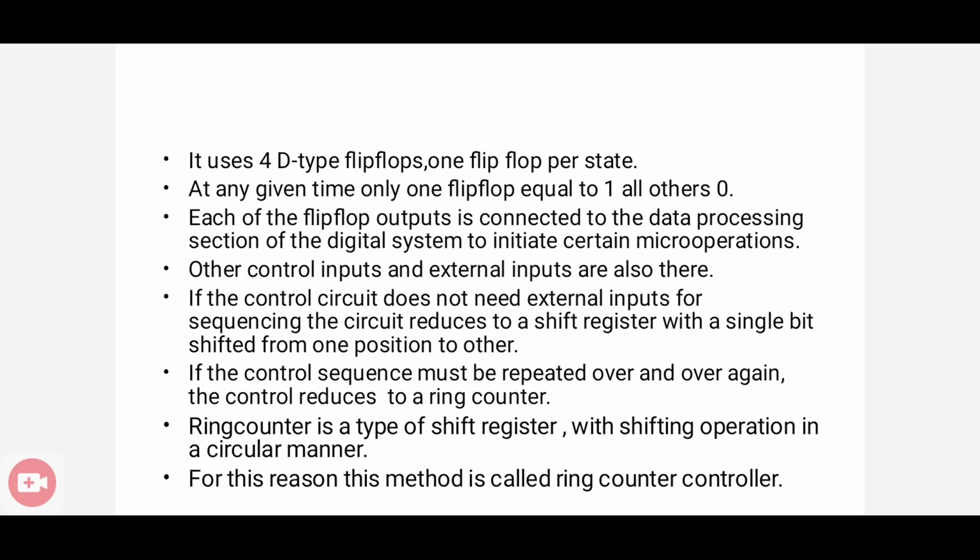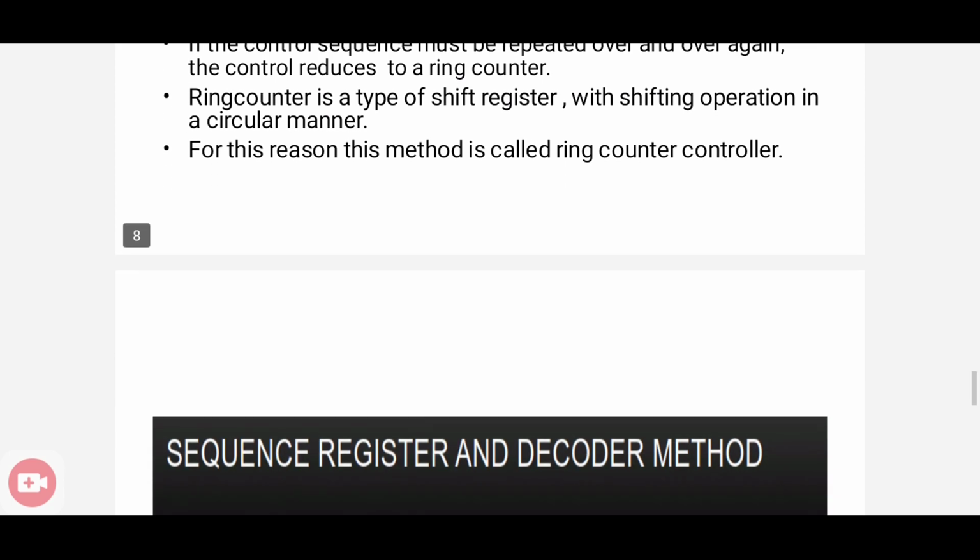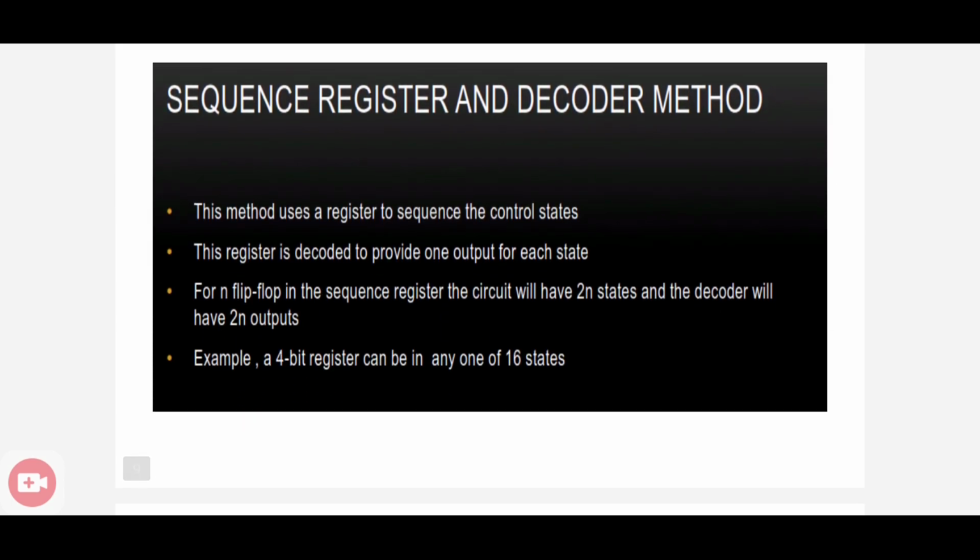Okay, these are all about one flip-flop per state method. Okay, this is the first method for implementing a control unit. And the second one, it's a sequence register and decoder method.